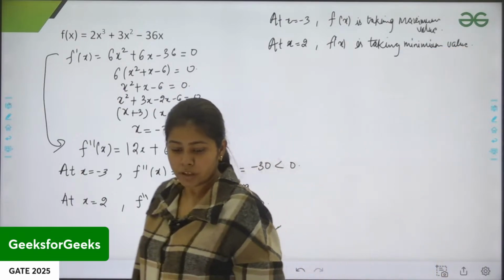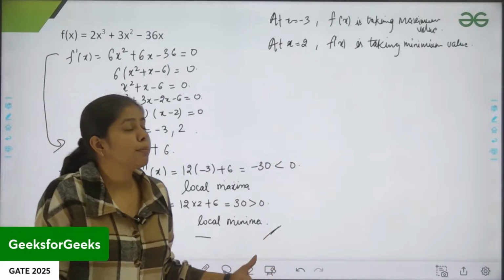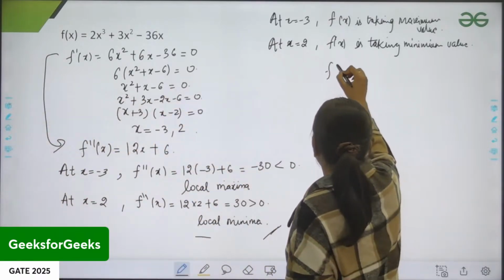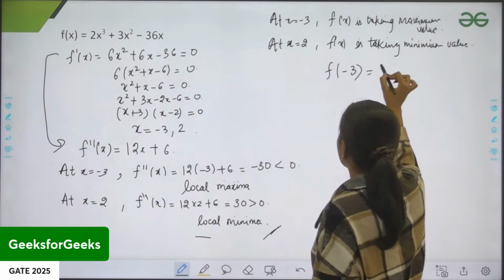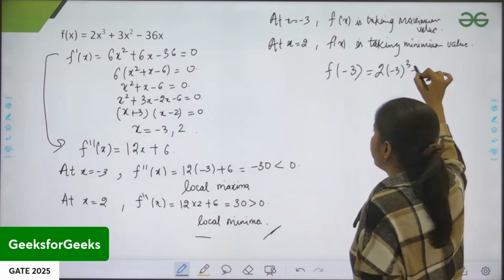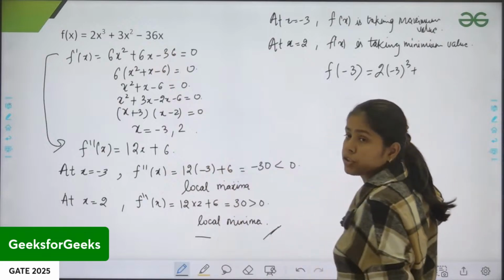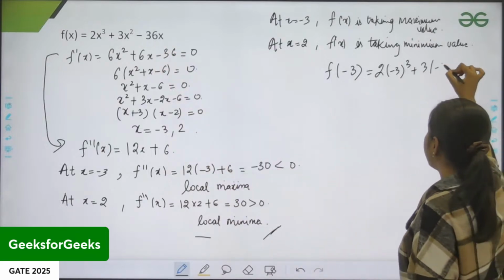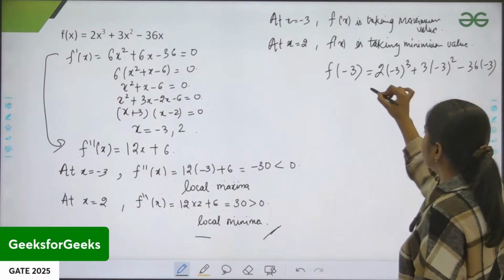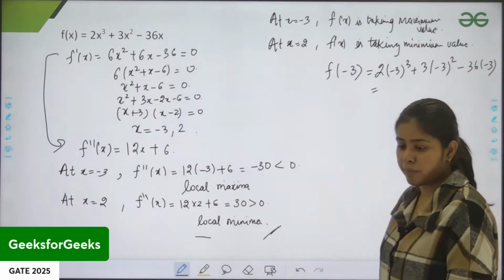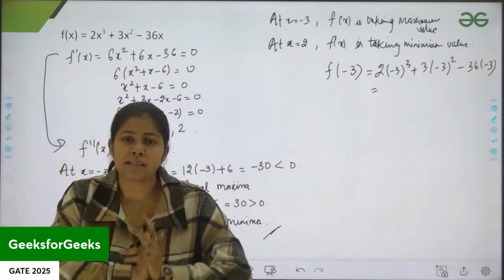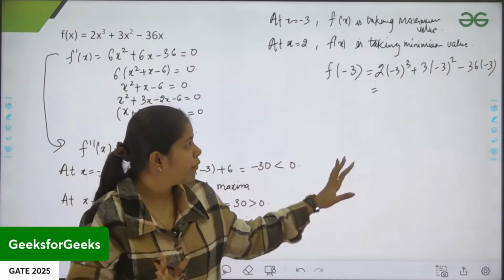Right? So let me know if this is clear. If somebody asks me what is the maximum value for this function, I'll put f of minus 3. So let's put minus 3 in the function: 2 into minus 3 cube plus 3 into minus 3 square minus 36 into minus 3. So solve it, you will get the maximum value. And similarly, you can find out the minimum value. So let me know, guys, is this clear? Maximum and minimum value clear.